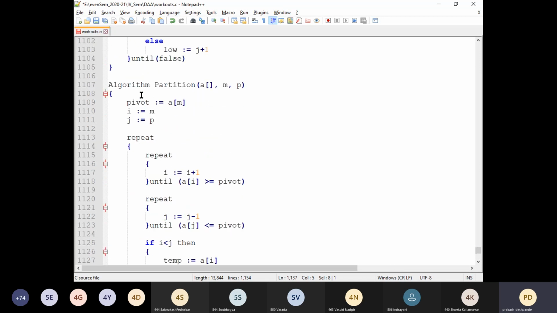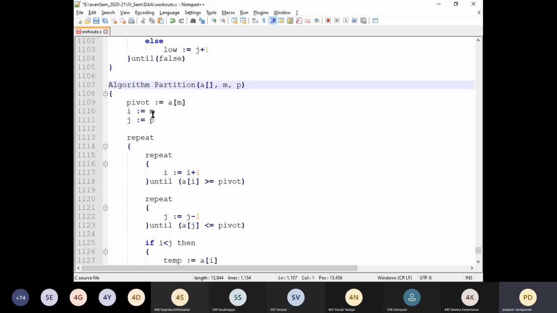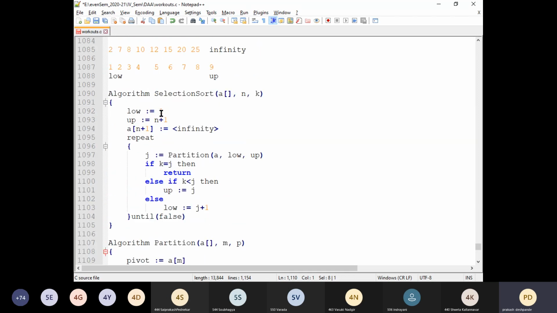This is almost similar to what we have seen in the quicksort partition. The only difference you will find is this particular line, i equals m. Now let us try to work this out by taking a simple example. Let me open up an Excel sheet, then we will work it out. Give me a moment.